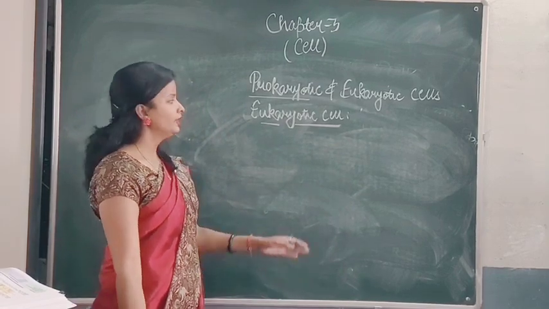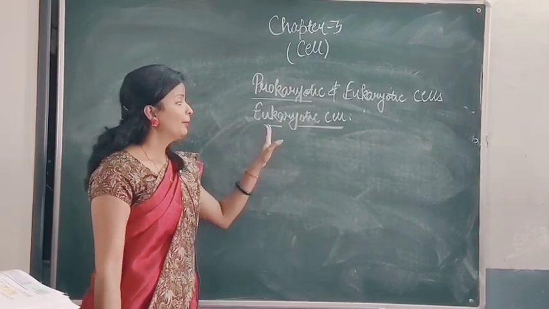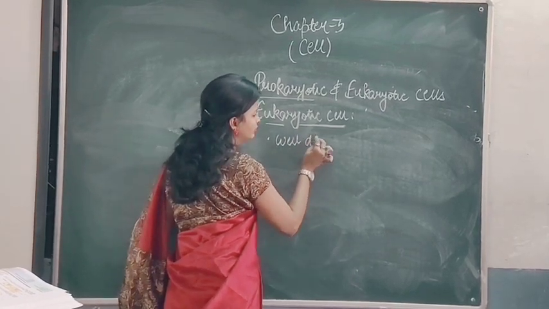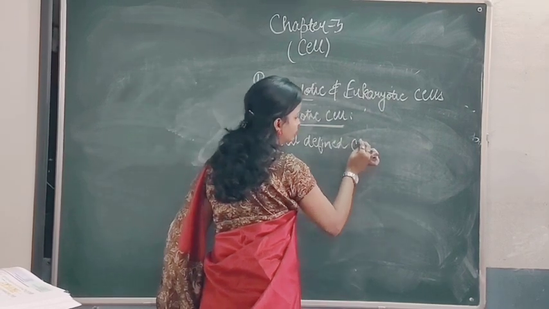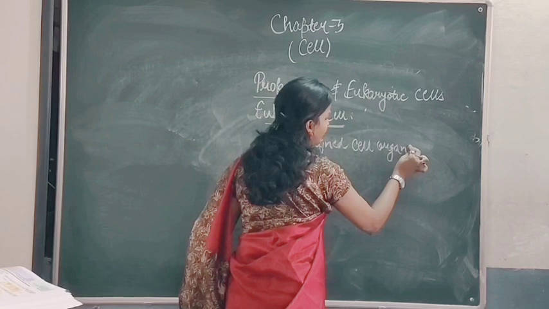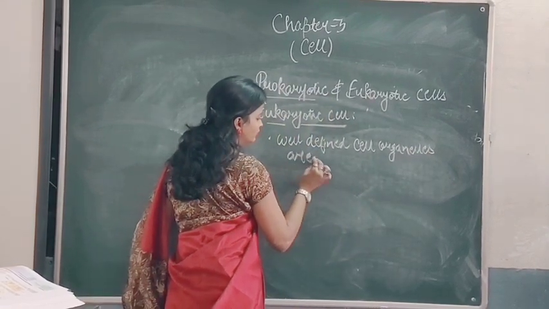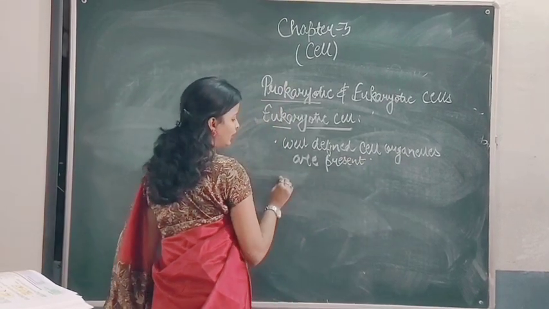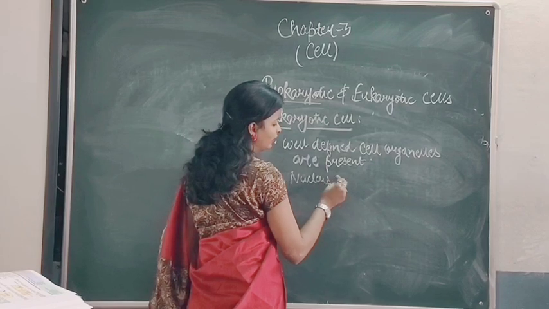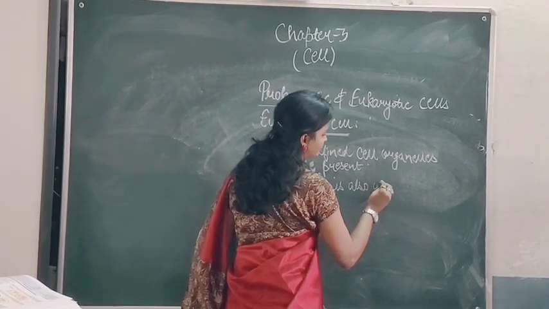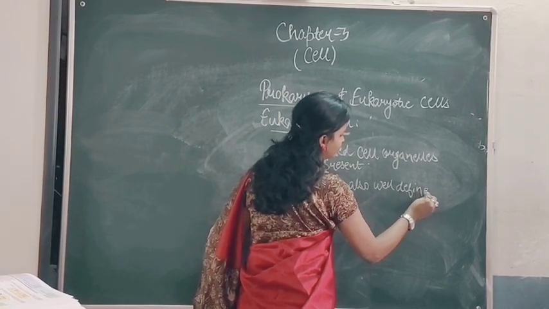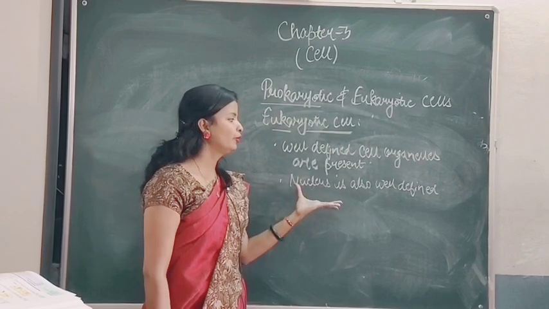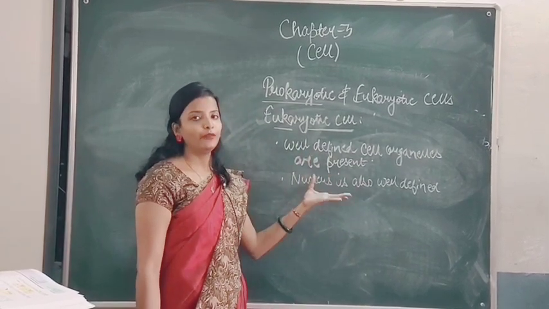Now when you talk about the eukaryotic cells, it is a well defined cell. Cell membrane is present and well defined cell organelles are present, and the nucleus is also well defined. So, well defined cell organelles including the cell membrane are present, and the nucleus is also well defined. Now, you will say, what is the nucleus? We will come to the organelles one by one.